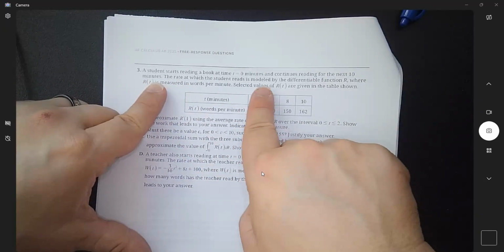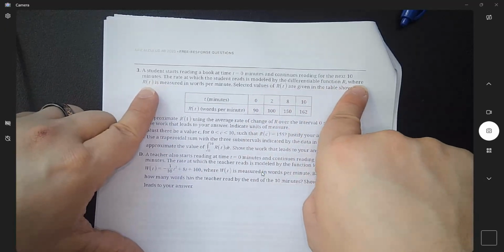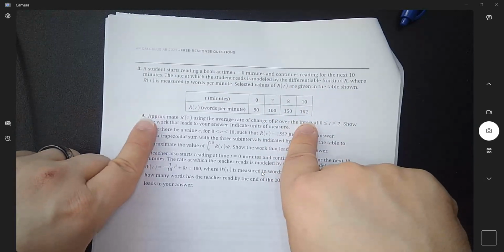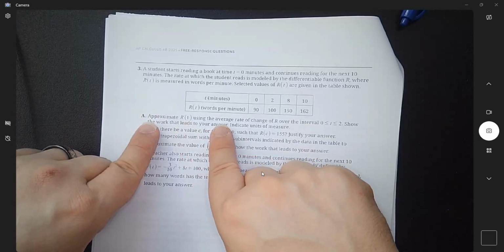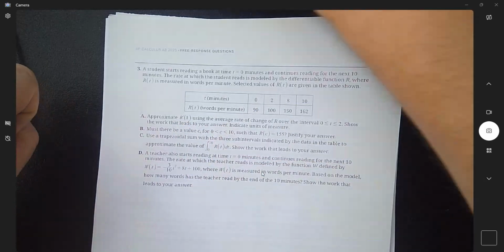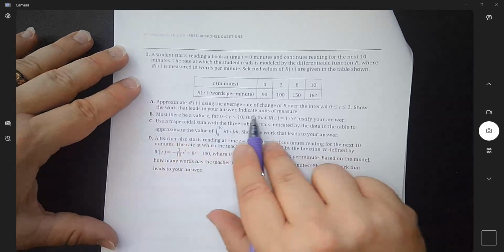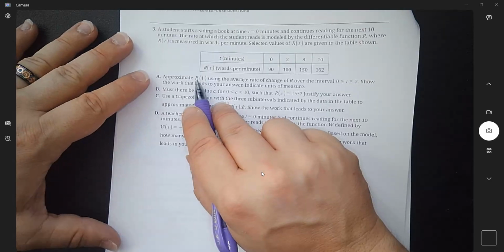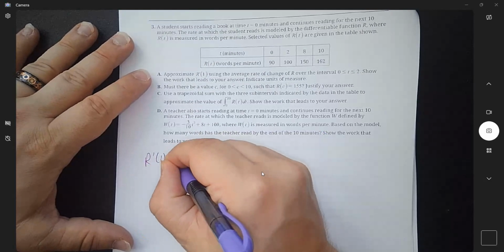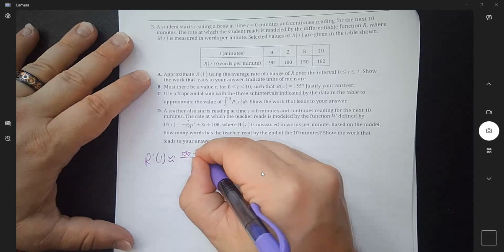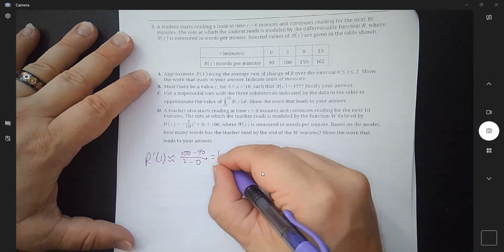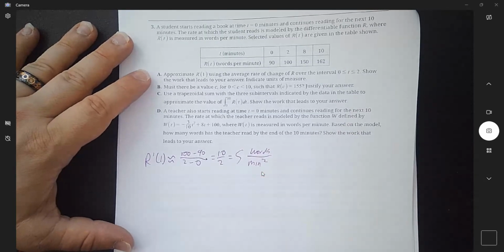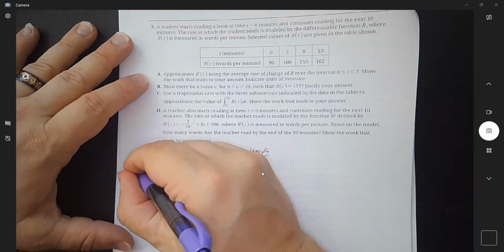The rate at which the student reads is modeled by a differentiable function r, where r is measured in words per minute. Approximate r prime of 1 using an average rate of change of r over the interval, show work, and include units of measure. So r is in words per minute, then r prime would be words per minute squared. So r prime of 1 would approximately be (100 minus 90) over (2 minus 0), which is 10 over 2, which is 5 words per minute squared. So he's speeding up in his reading, apparently.